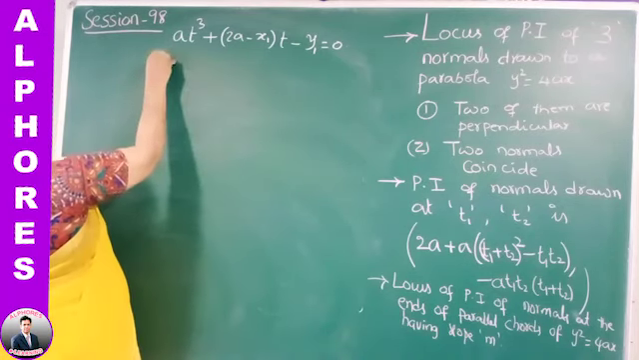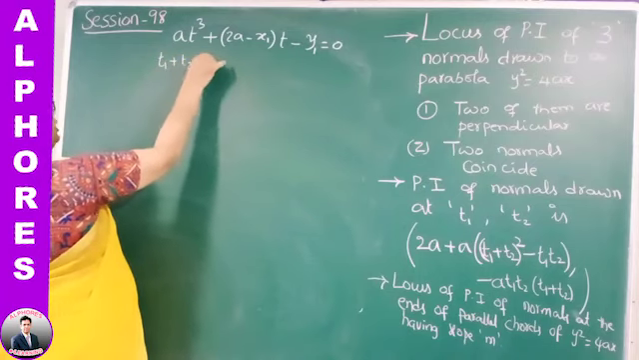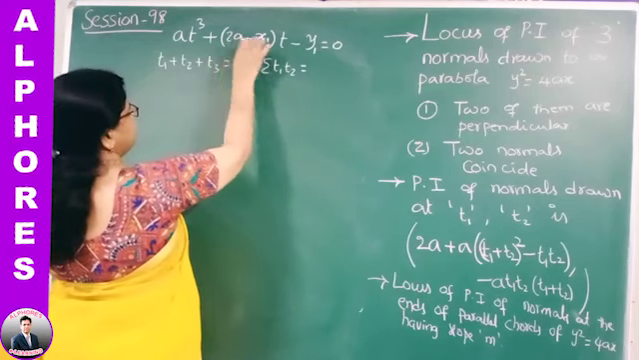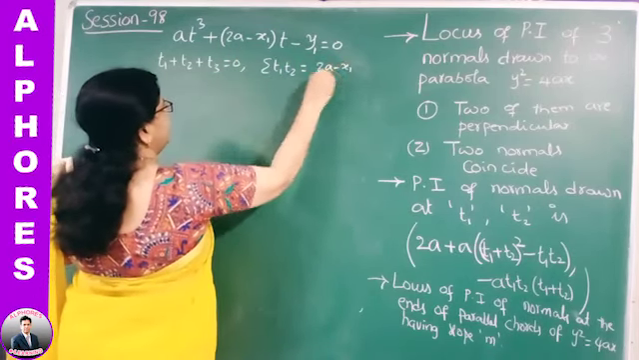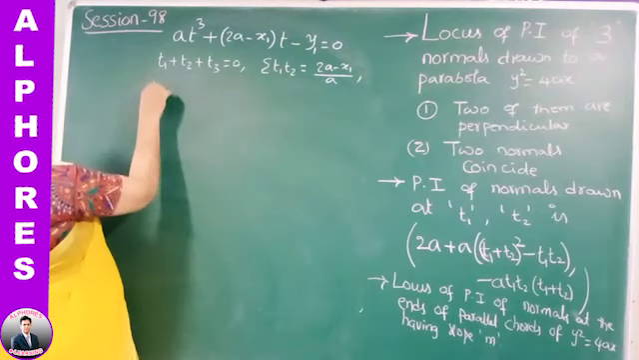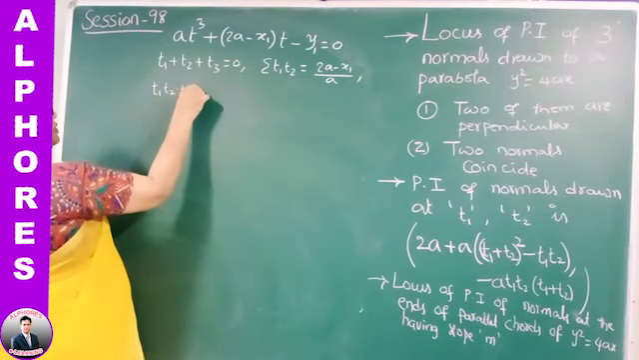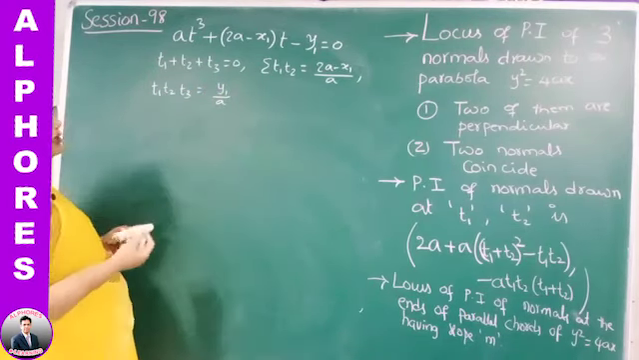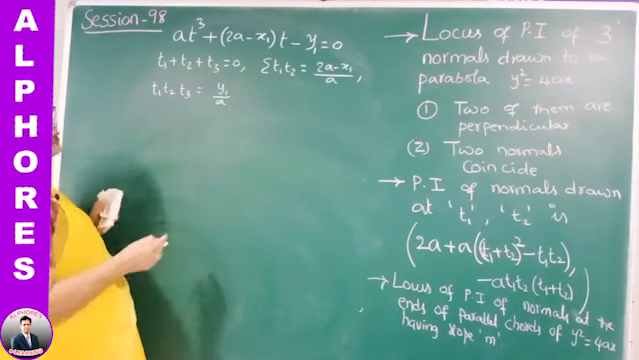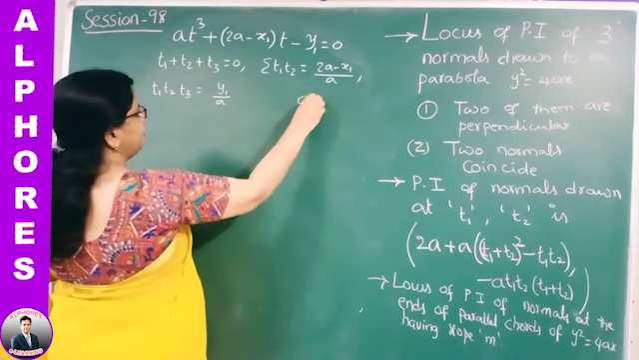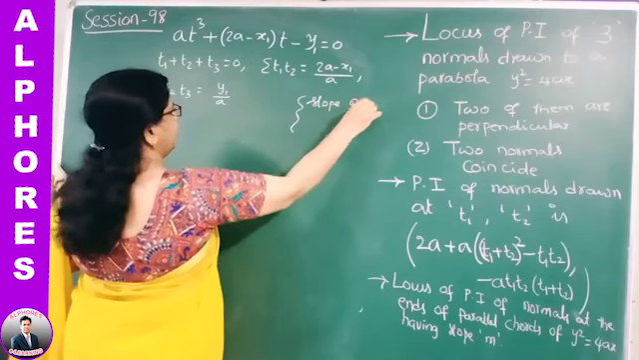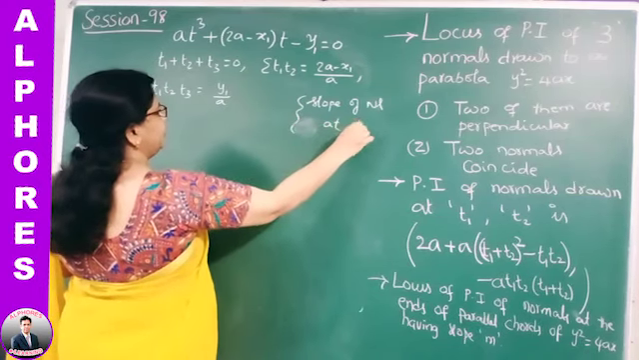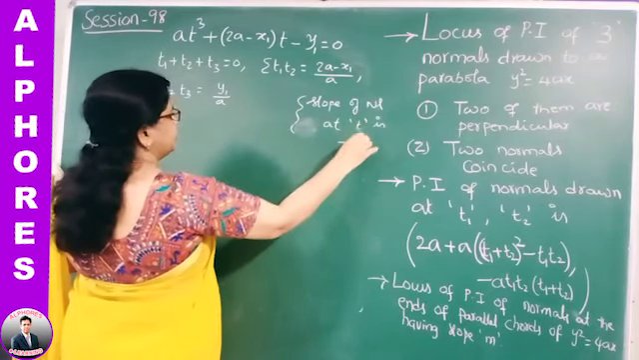Now in this problem again I am writing t1 plus t2 plus t3 equal to 0, and next sigma t1 t2 is equal to 2a minus x1 divided by a, and the other one, t1 t2 t3, the product of roots, is y1 divided by a. In this way we are writing. Now here they are telling that two of the normals are coinciding. So we have observed the slope of the normal at t is minus t. So this is our formula.